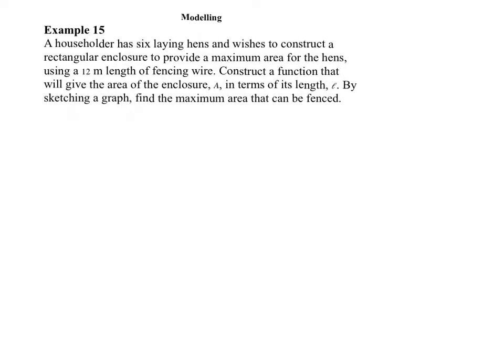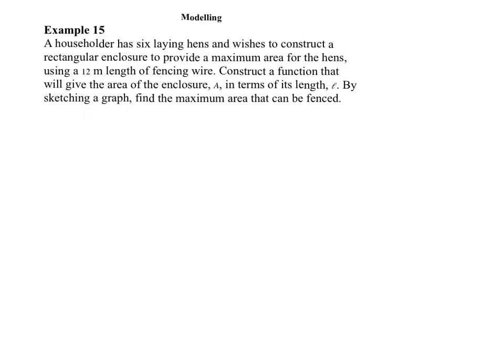So a householder has 6 laying hens and wishes to construct a rectangular enclosure to provide a maximum area for the hens using a 12-metre length of fencing wire. Construct the function that will give the area of the enclosure, A, in terms of its length, L. And then by sketching the graph, find the maximum area that can be fenced.